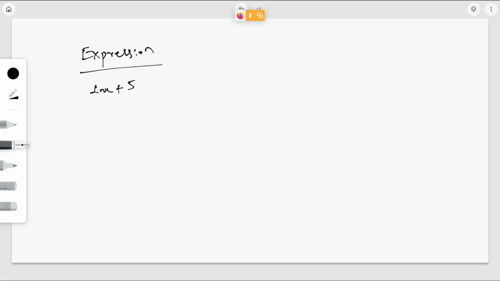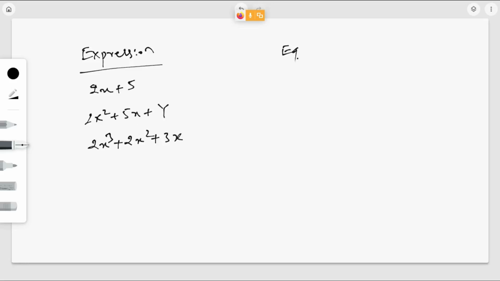2x plus 5, 2x square plus 5x plus y, and then 2x cube, 2x square plus 3x. Okay, so these are expressions.